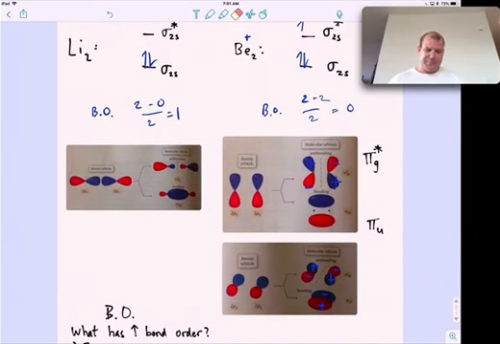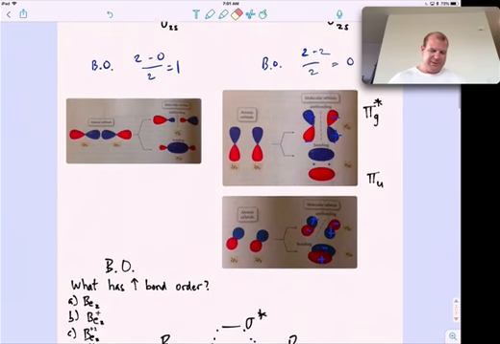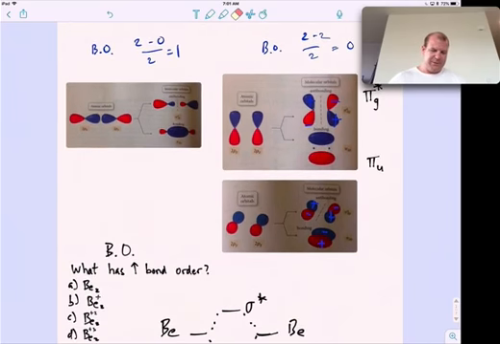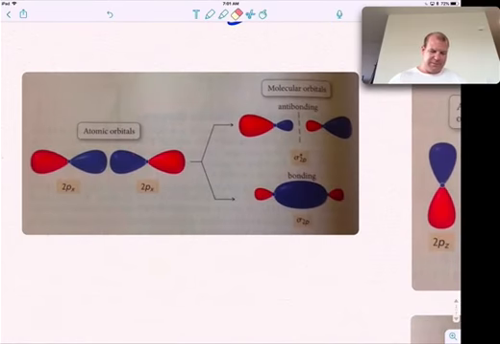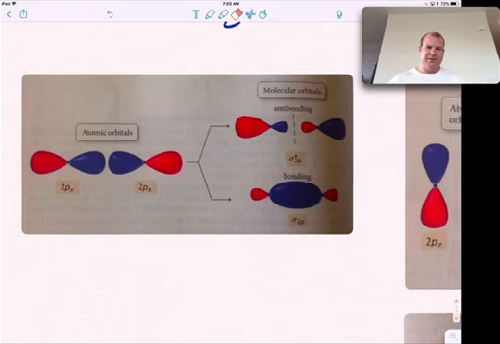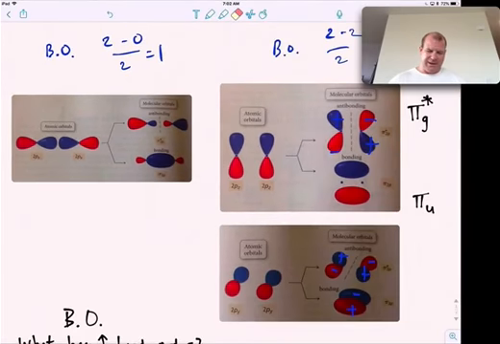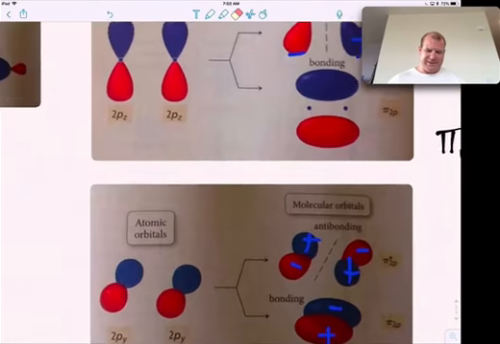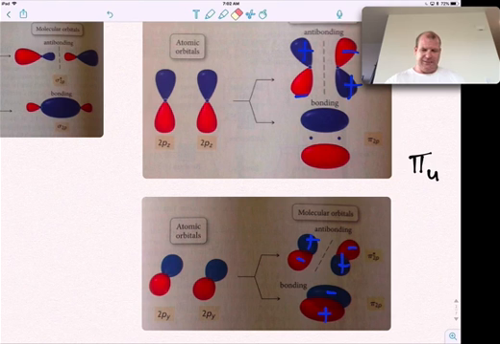Okay, so it's easy to understand with the sigma bonds and the s orbitals. What about p orbitals? So p orbitals, you look here. Two p orbitals can form a bonding and anti-bonding sigma bond. These are the ones along the internuclear axis, and then the y's and the z's can form a bonding and a non-bonding.